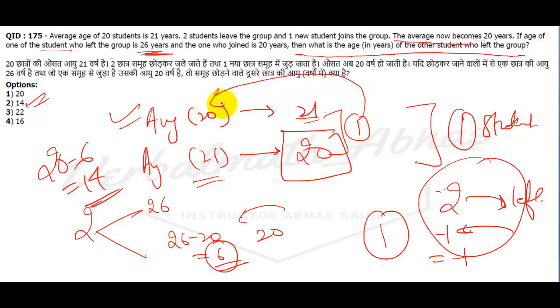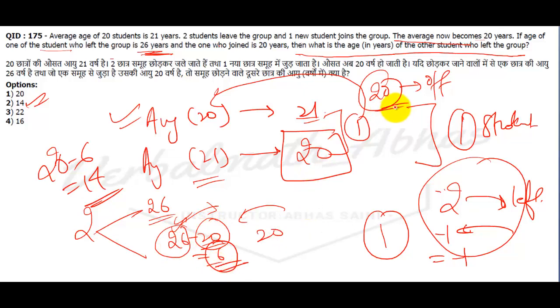On 20, I can say 20 is your overall effect, or you can say 20 is your deficit. But it is given that the person who left the group is 26 and another is 20, who joined. So the cumulative effect from here is 6. So 20 minus 6 is 14, which is our answer.